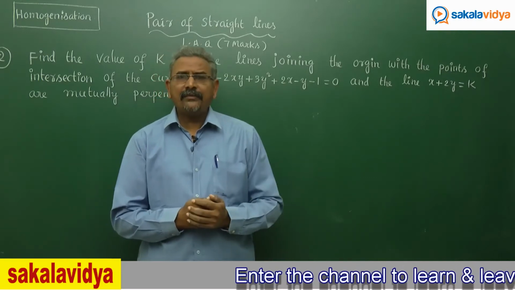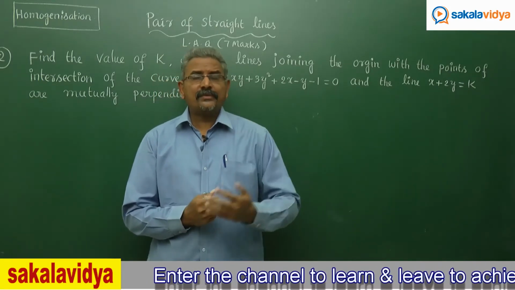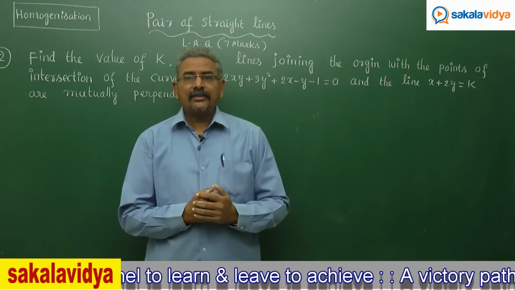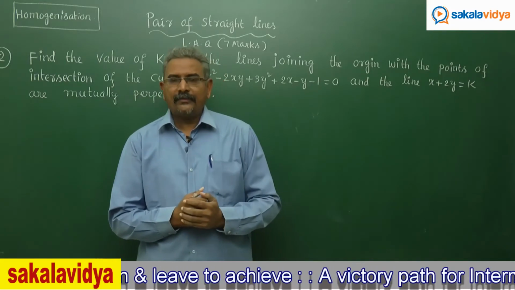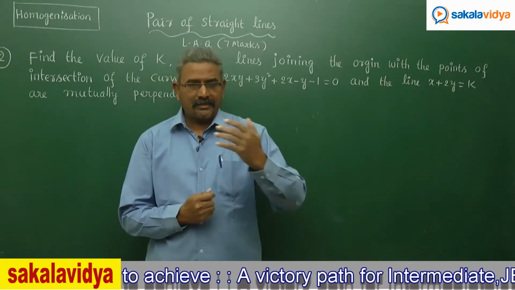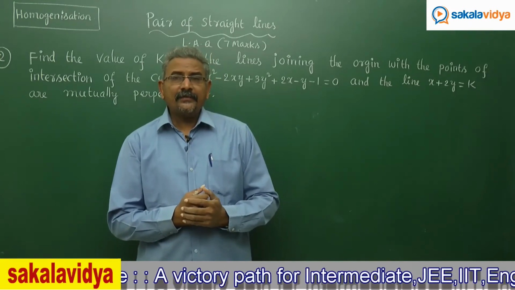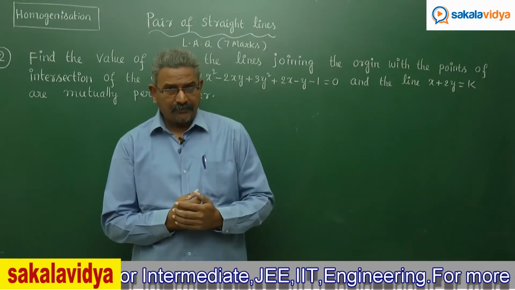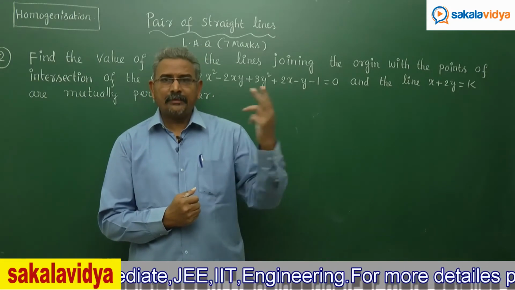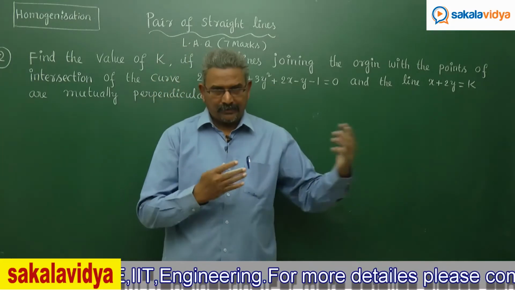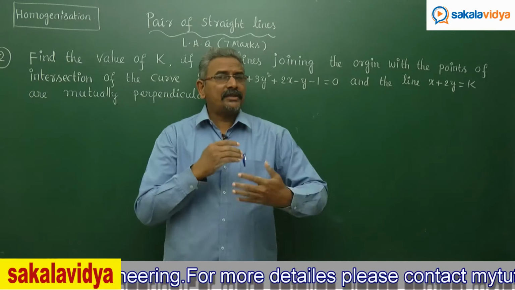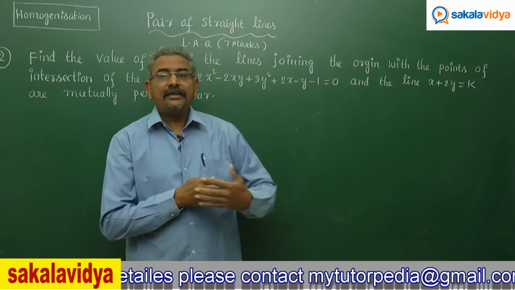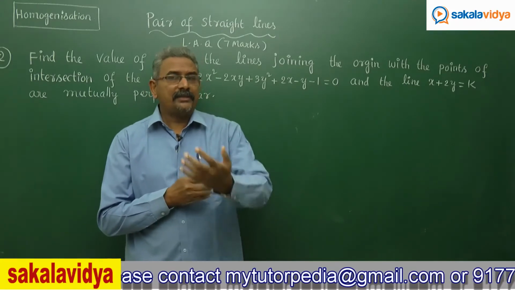You know that it will be in the form ax square plus 2hxy plus by square is equal to 0. Since it represents a pair of straight lines, we can find the angle between the pair of lines using the cos theta formula or tan theta formula. Suppose cos theta is equal to 0, then theta becomes 90 degrees. That means the pair of lines represents two perpendicular lines. The converse is also true: if the two lines are mutually perpendicular, then theta needs to be 90 degrees.